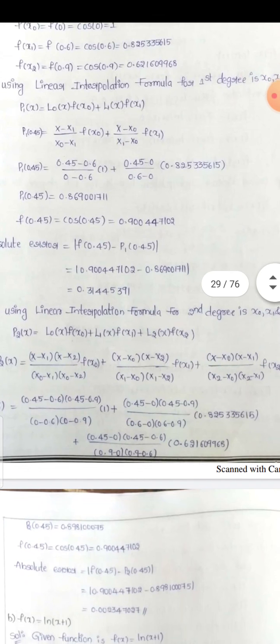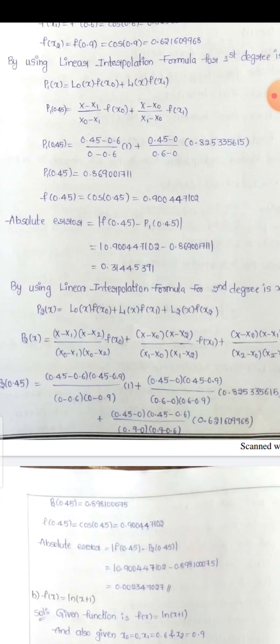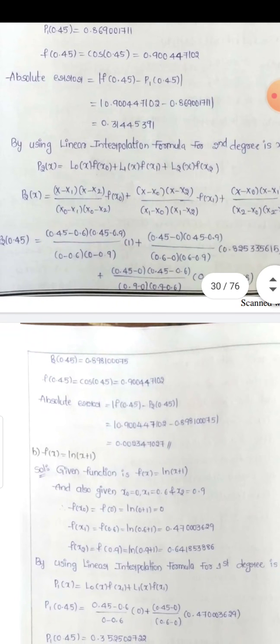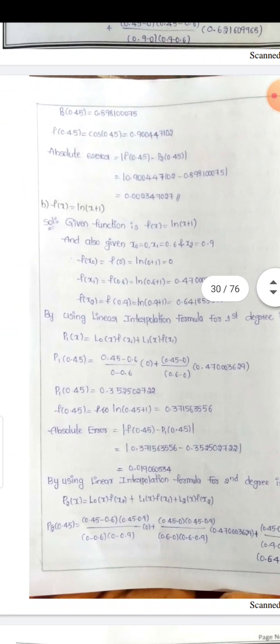0.825335615 plus 0.45 minus 0 into 0.45 minus 0.6 by 0.9 minus 0 into 0.9 minus 0.6 into 0.621609968. After simplifying, we get the value P2 of 0.45 is equal to 0.8981000075.